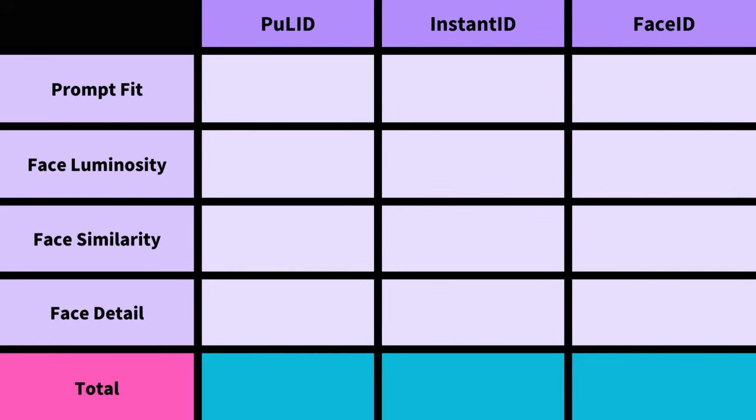I've set up 4 dimensions. Prompt fit evaluates whether the generated images match exactly what the prompt describes. Face luminosity assesses whether the lighting and the shadows on the faces are natural and match the surrounding ambient light. Face similarity measures how similar the generated images are to the reference face image. Face detail looks at the texture and the richness of the details on the faces. For convenience, we'll use a score of 1, 2, 3 for each dimension.